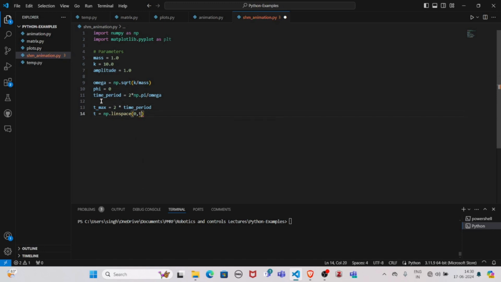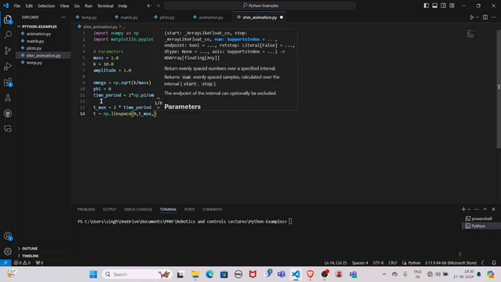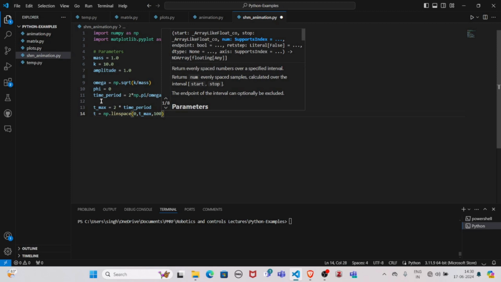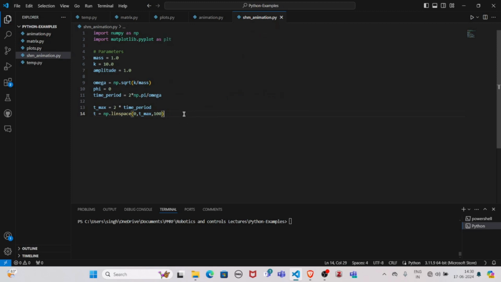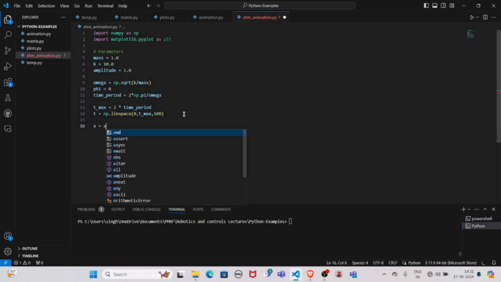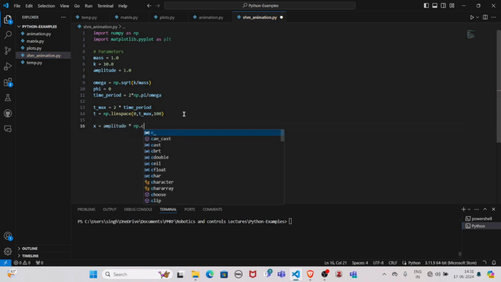So t max, and we can start with, let's say, 100 points. All right. So we have already defined the independent variable. Now let's define the dependent variable, which is given by x. As we saw in that equation, it is given by amplitude times np.cos of omega into t plus phi. So this is our dependent variable.